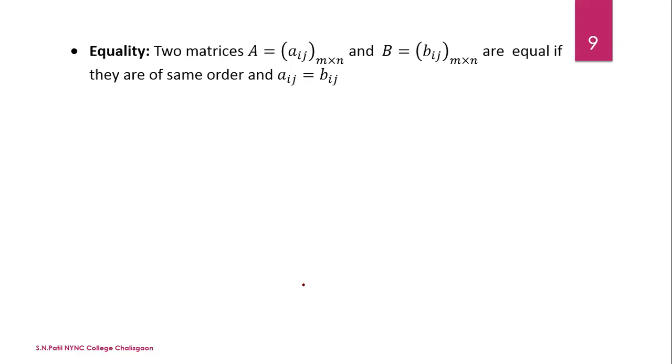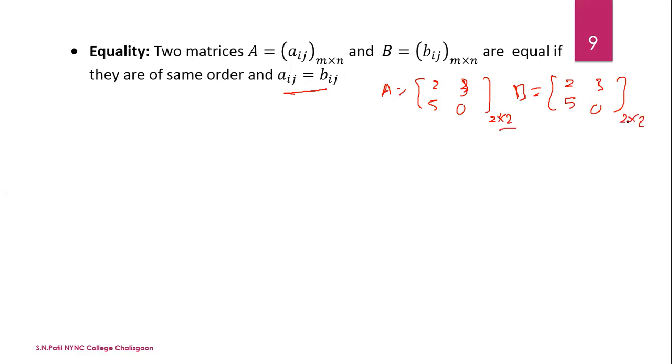Now next, equality. Let us discuss matrix algebra. Two matrices A and B are equal when they have the same order and their elements are the same. For example, A is equal to [2 3; 5 0] and B is equal to [2 3; 5 0]. The first condition is that they should be of the same order. See, they have the same order, and see their elements: 2 is equal to 2, 3 is equal to 3, 5 is equal to 5, 0 is equal to 0. The matrices are the same.